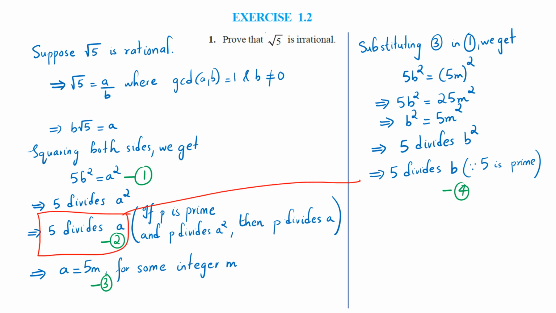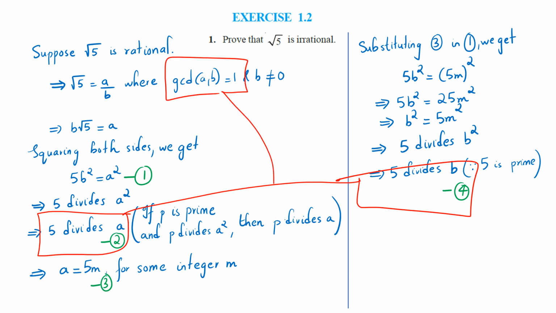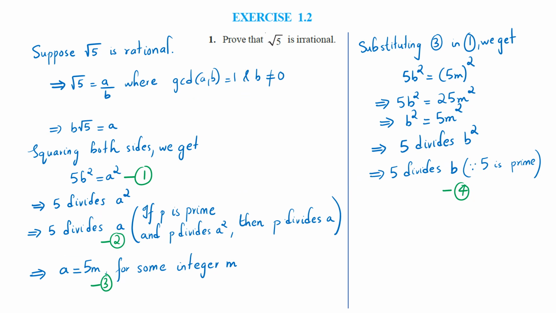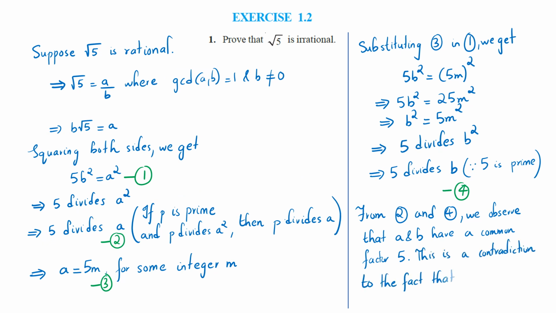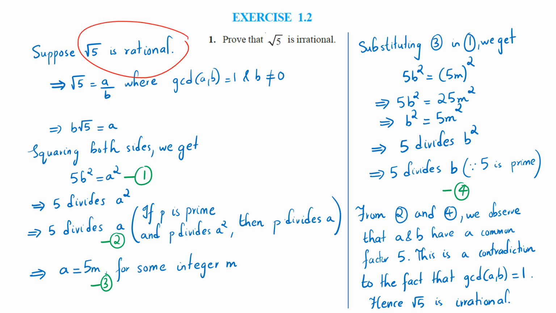Now if you look at information 2 and 4 and compare it with this information, that is an evident contradiction, correct? Because here we are saying that 5 is a factor of A and B, but initially we had said that A and B have only 1 as their common factor, which is clearly a contradiction. So therefore, the contradiction arose due to the fact that we assumed root 5 is rational. We assumed it in a wrong way. Therefore, root 5 has to be an irrational number.